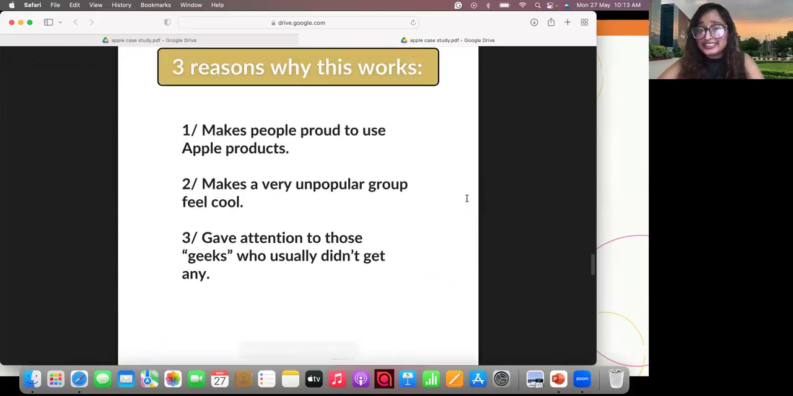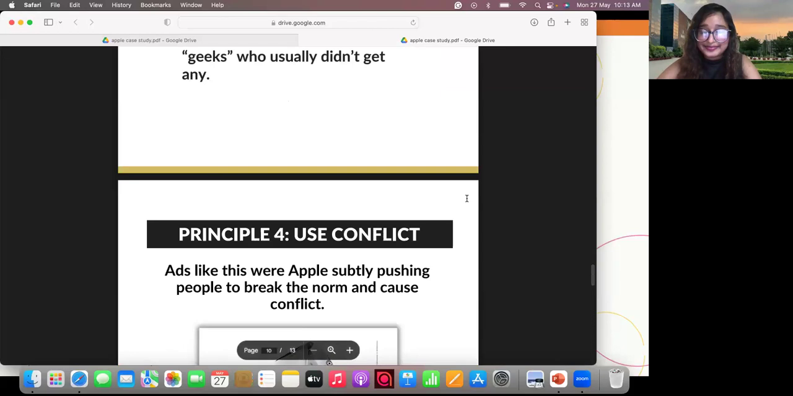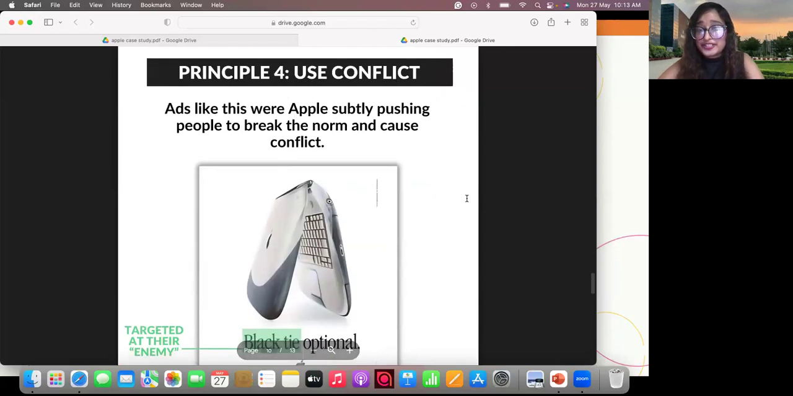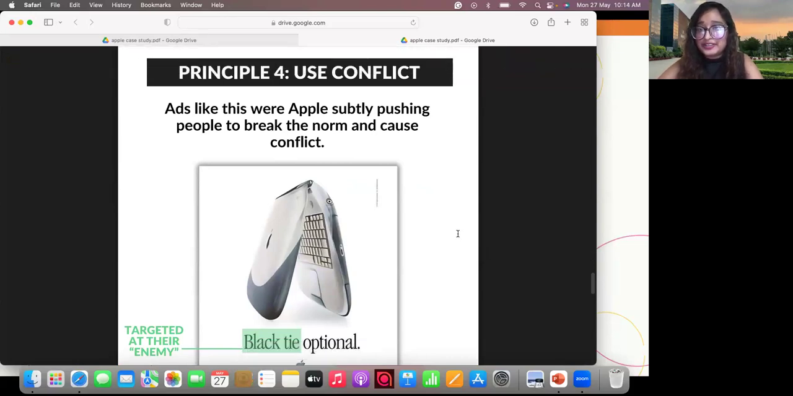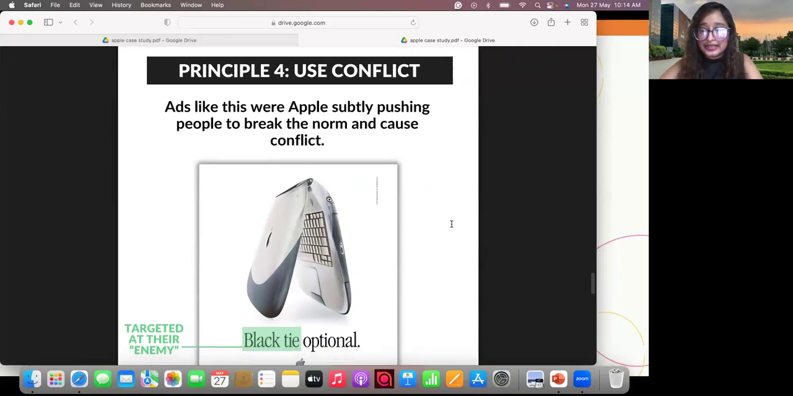Third, why these reasons would work. Make people proud to use Apple products, makes a very unpopular group feel cool, and gave attention to those geeks who usually didn't get any. Fourth principle, very important, use conflict. Ads like Apple subtly pushing people to break norms and use conflicts like black tie optional. It made people think out of the box and feel out of the box, not in a box.